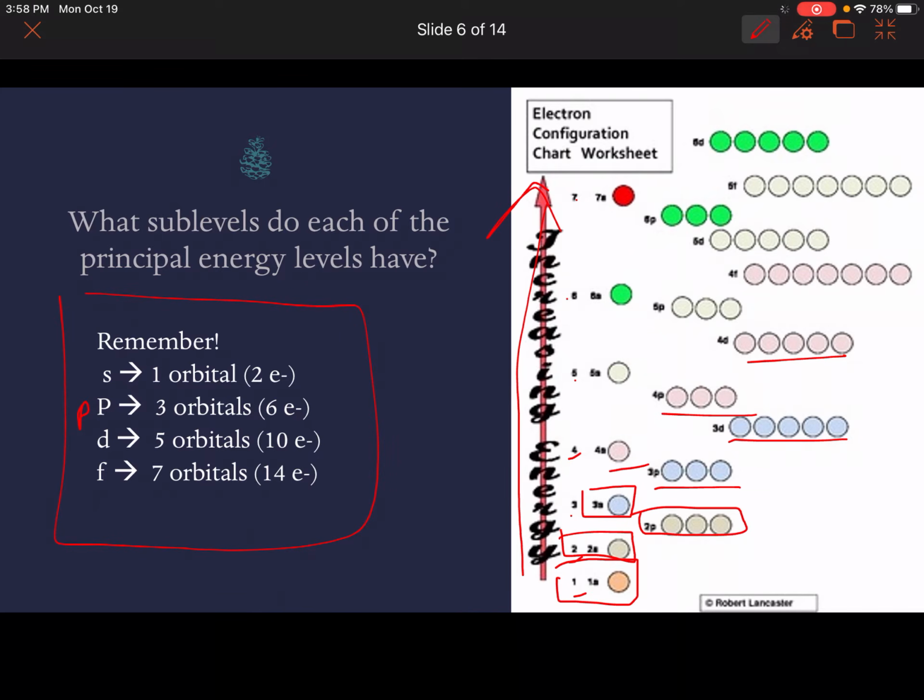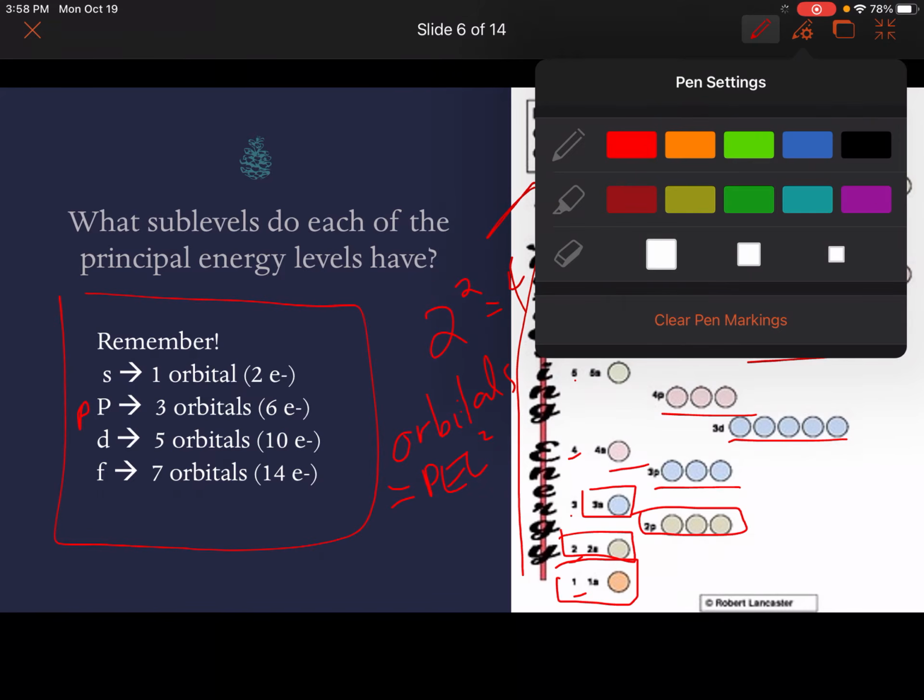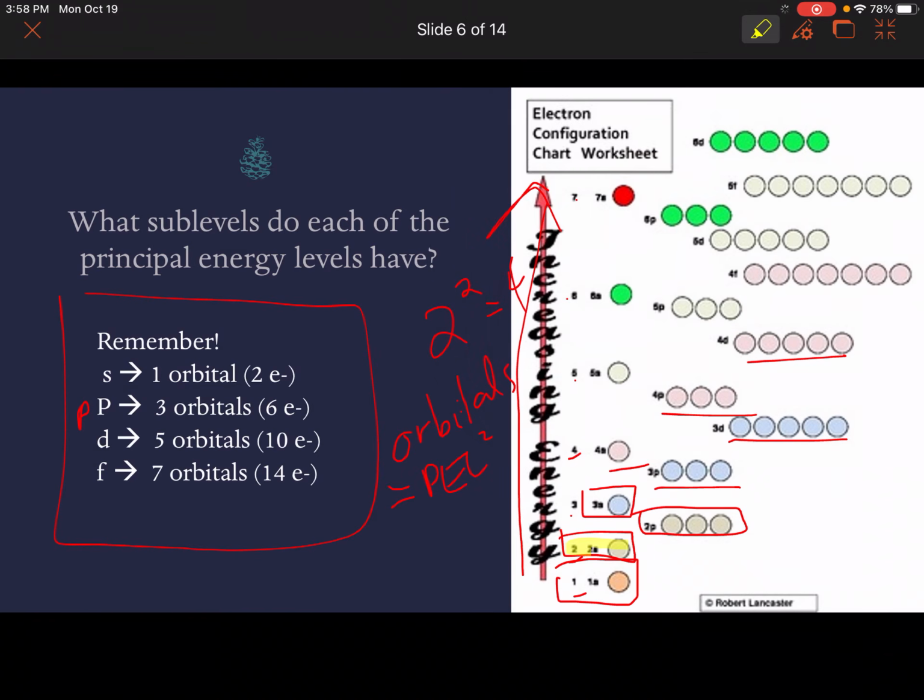Now remember, we talked about the amount of orbitals as being related to the principal energy level squared. So the number of orbitals is equal to the principal energy level squared. For example, the second principal energy level squared is going to have 4 orbitals, which would be, if we look here, let's highlight, those ones and those ones. That's 4 orbitals. You can count them there.